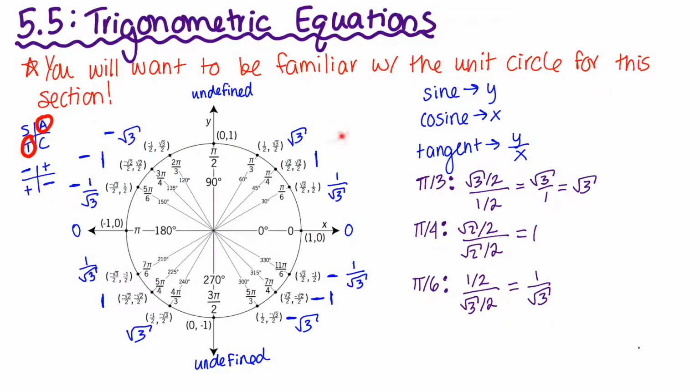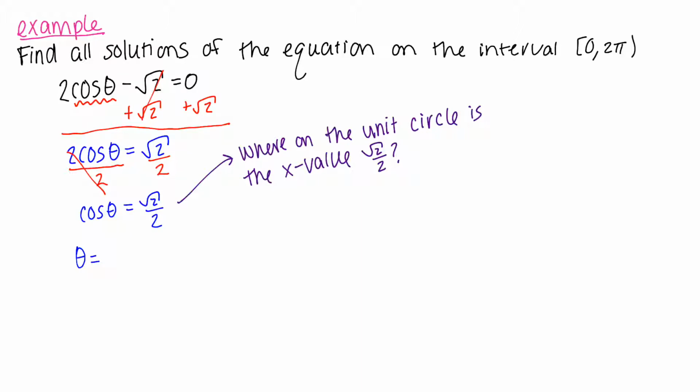So coming back here, looking at the x values. So the x values are going to be positive in quadrants 1 and quadrant 4. And that looks to be the x value, root 2 over 2, here at pi over 4, and then again here at 7 pi over 4. So those are my answers.